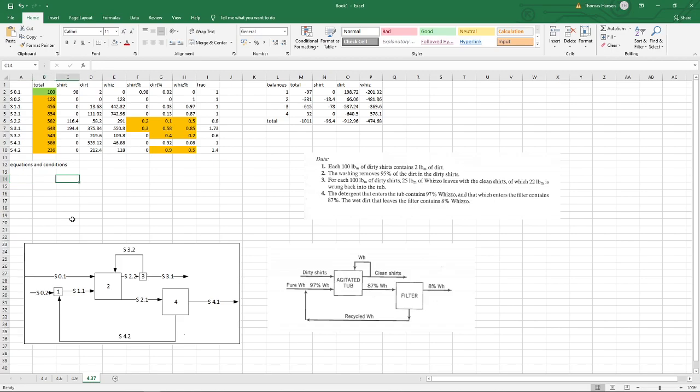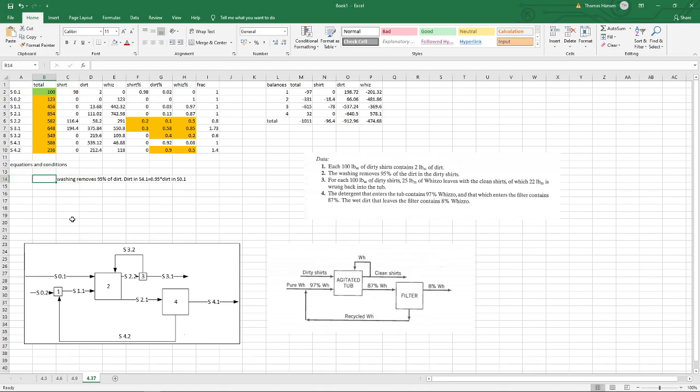We are being told for the second point that washing removes 95% of dirt. What does that mean for our system? That means that the amount of dirt in stream 4.1 is equal to 95% of the dirt in stream 0.1. The 95% of the dirt in the shirts has to exit.